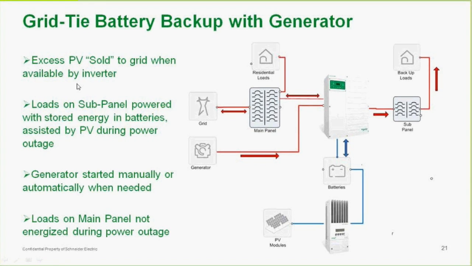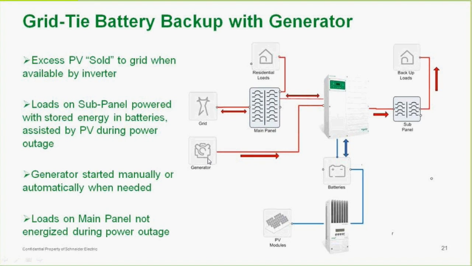The loads on the sub panel are powered with stored energy in batteries when the grid goes out, assisted by PV. The generator is started manually or automatically as needed, of course only when the grid is out. The loads on the main panel are not energized during a power outage.